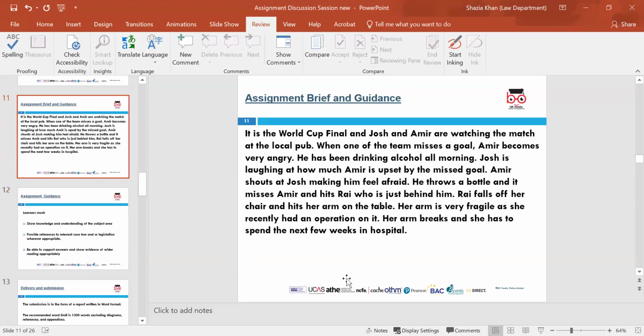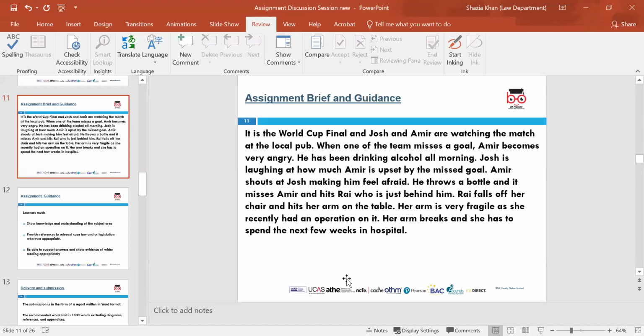So in this scenario, you need to identify the actus reus and the mens rea of the criminal offence, okay? So what is the actus reus? What's the mens rea? You need to identify which is the guilty act and which is the guilty mind. For example, if you look at Amir, the actus reus could be throwing the bottle that caused harm, even though it missed him and hit Rai.